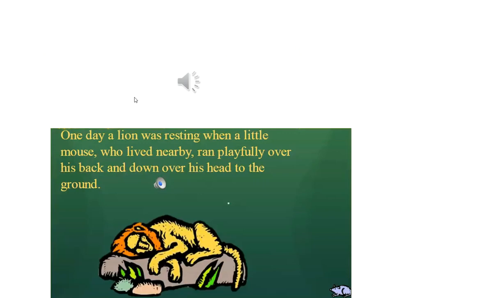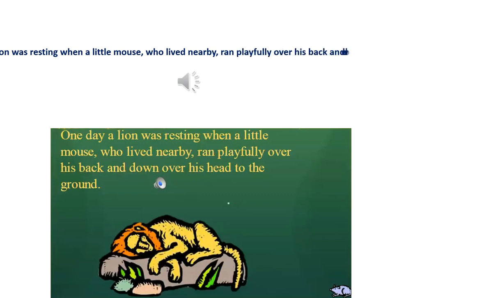One day Alarm was resting when Ilit up. Mouse, who lived nearby, ran playfully over his back and down over his head to the ground.